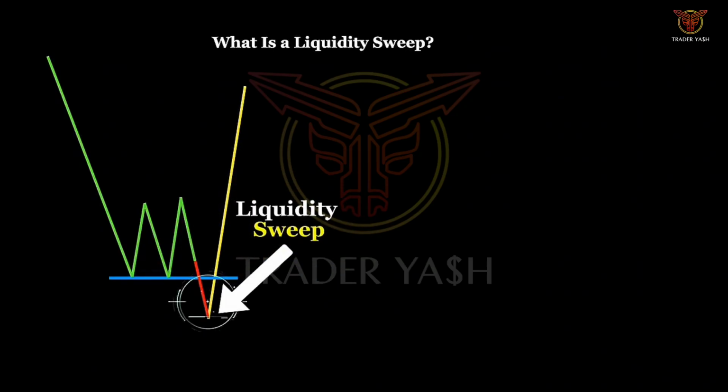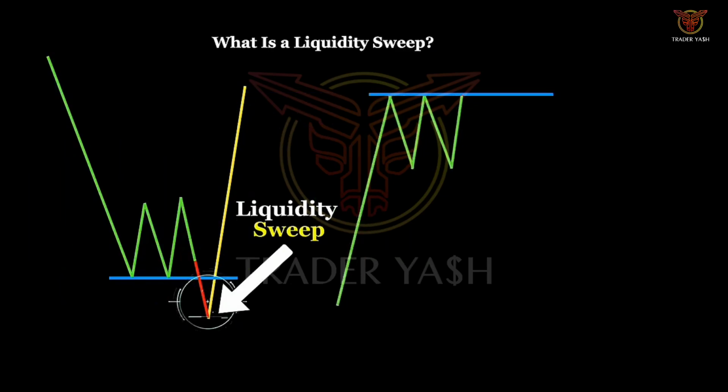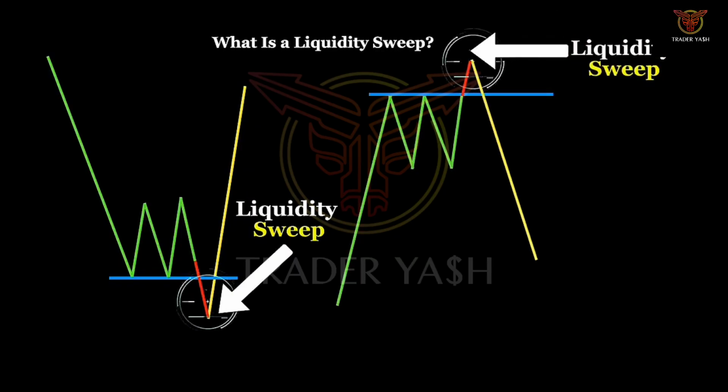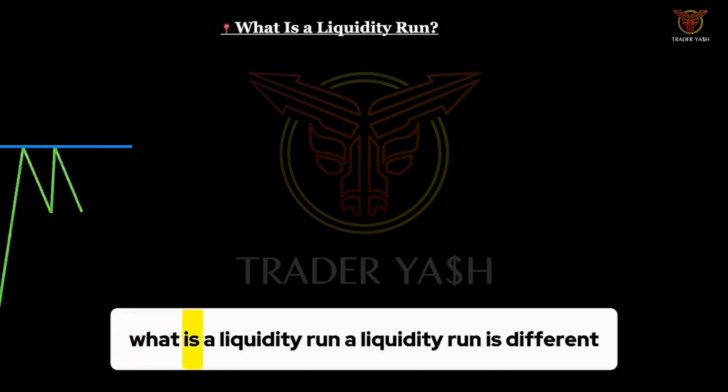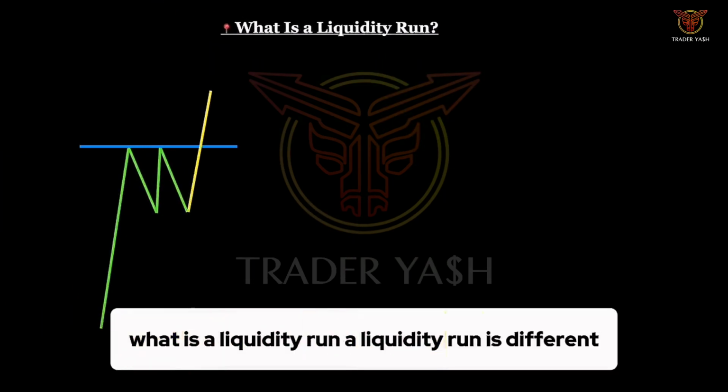In a downtrend, it usually means sweeping sell-side liquidity below previous lows, then reversing upward. In an uptrend, it means sweeping buy-side liquidity above previous highs, then dropping back down. The goal? Take liquidity first, then reverse. What is a liquidity run? A liquidity run is different.